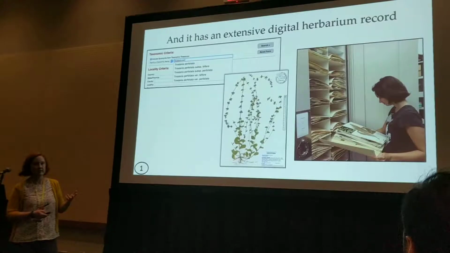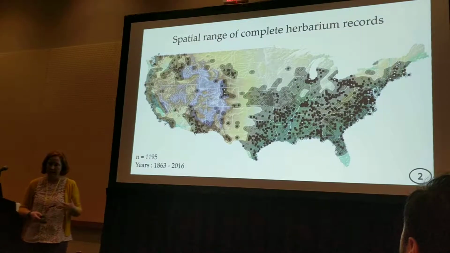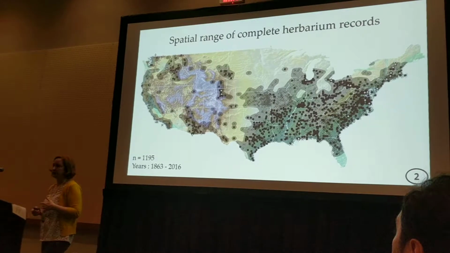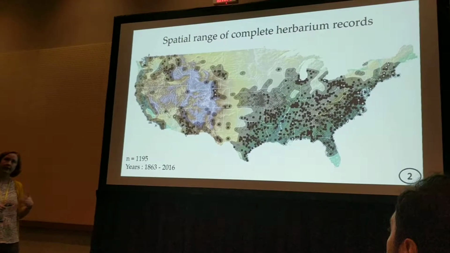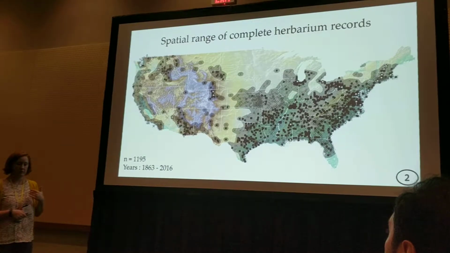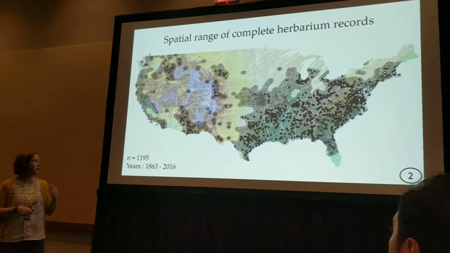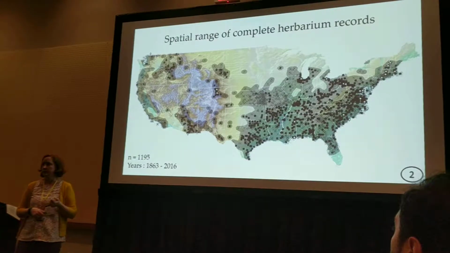All right, so we did this. There were thousands and thousands of records. When we vet the data and compile it down to what has a complete data set, so things that have locality and phenology data, you're looking at the spatial distribution of that data with the black squares. So we have about 1,200 data points ranging from 1863 to 2016.